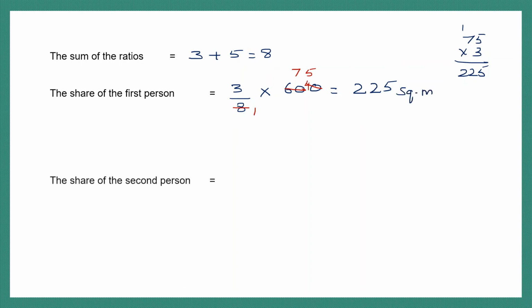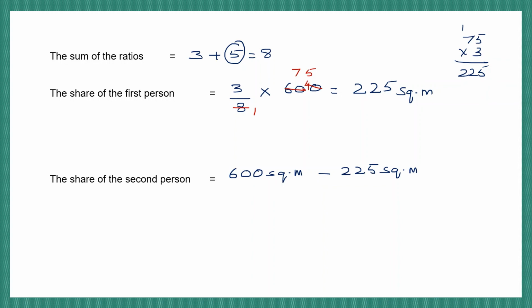Now we can find the share of the second person in two ways. Just like we did 3 by 8 into 600, we can take the second number 5 by 8 into 600 and we can get it. Now the easier way is take the plot area, that is 600 square meters. This is the area of the whole plot, and minus the share of the first person from it, which is 225 square meters. When you subtract the two, what is remaining is the share of the second person.